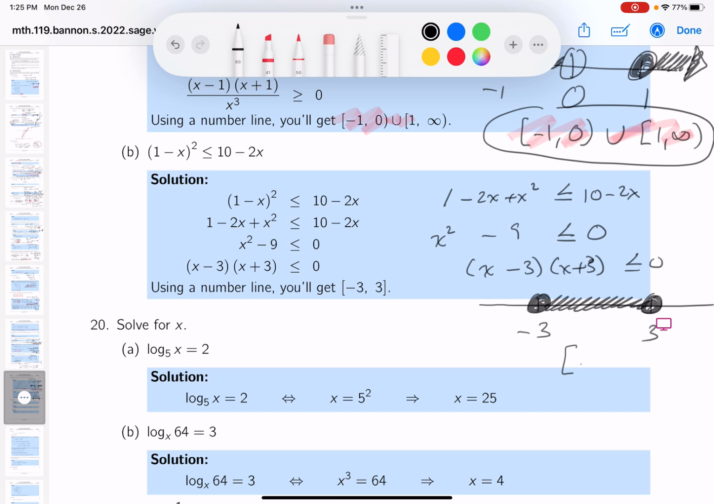So my answer over here is minus 3 up to 3. Let's look at the key, see if they've written that down, and in fact, they've written that down. Thank you.